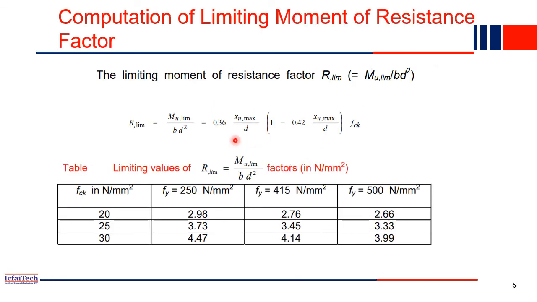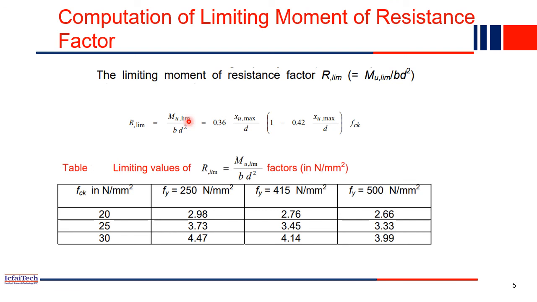Okay. Now the last slide of this lecture is the computation of the limiting moment of resistance. So the limiting moment of resistance we call it Mu by bd square. This is a standard expression you have to remember. Mu by bd square we call the moment of resistance factor, or resistance factor R. So R is nothing but Mu by bd square.